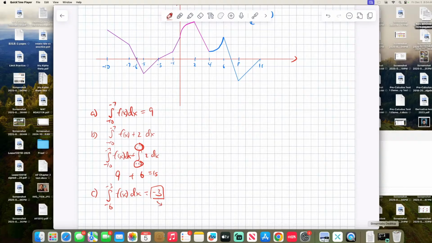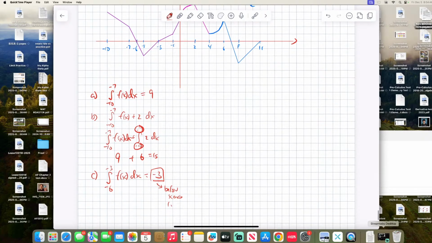So below the x-axis and from low to high. What I mean by low to high is negative 6 to negative 3. From negative 3 to negative 6 is completely different, by the way, but we're going to deal with it later. Okay.